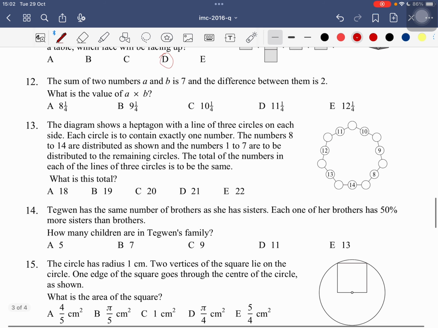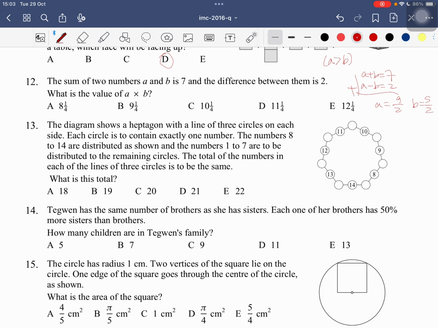The sum of two numbers A and B is 7, and the difference is 2 when A is larger than B. What is the value of A times B? So A equals 9 over 2 and B equals 5 over 2. When we multiply them together, 45 over 4, which is 11 and 1 over 4.